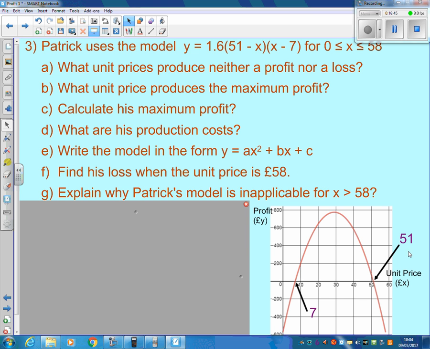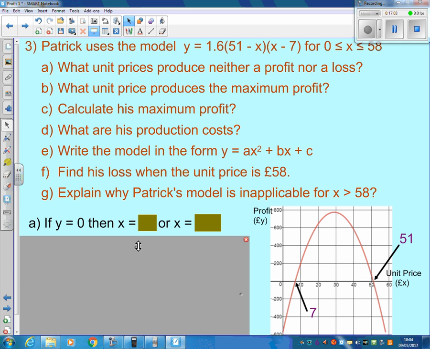So my two break-even points are given by putting 51 minus x equals 0, in other words, x is 51, or x minus 7 is 0, that means x is 7. So, what unit prices produce neither a profit nor a loss? £7 or £51. They're the two cases.